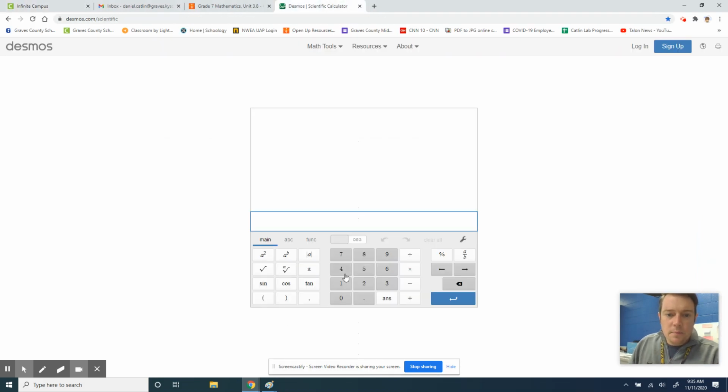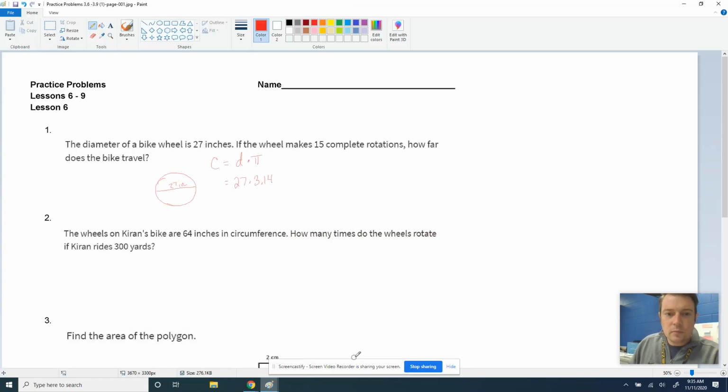So 27 times pi is 85.59. So 85.59 is the length of the circumference of the tire. That's if it was to unravel itself one time, it would go 85.59 inches.